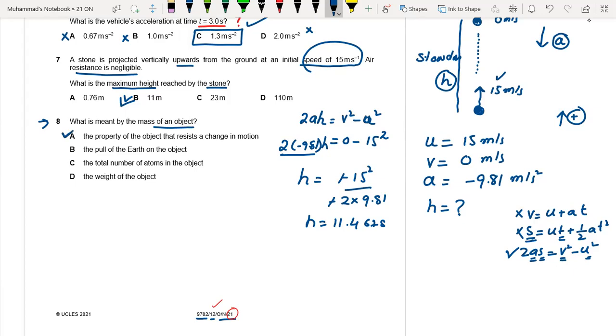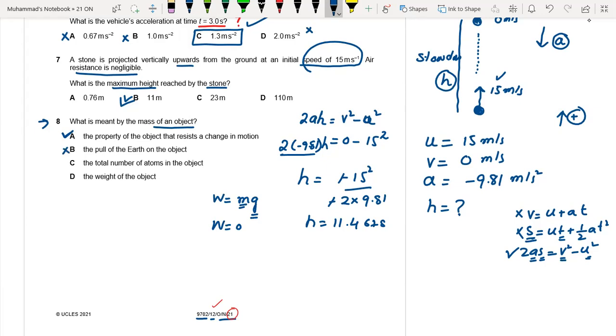Okay, so why is B incorrect? The pull of earth on an object, you know that the pull of earth on an object is the weight of the object, that is mg, and that is not equal to the mass of the object. Even where gravitational acceleration is 0, the weight of the object will be 0, but the mass will still be there. So that's why this is incorrect.